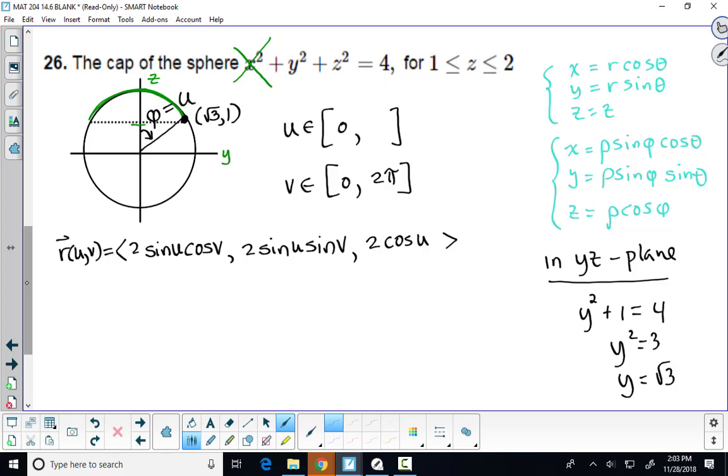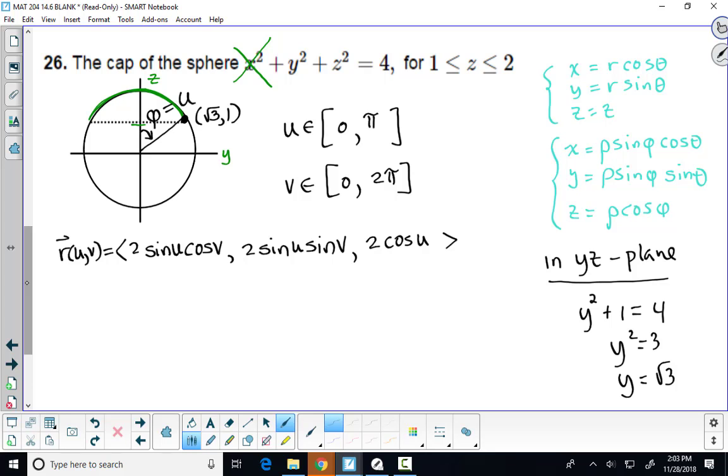So what is phi then? It's going to be pi over 6. Phi goes from this direction though. Pi over 3. Pi over 3? Everyone agree? Phi goes from this axis.